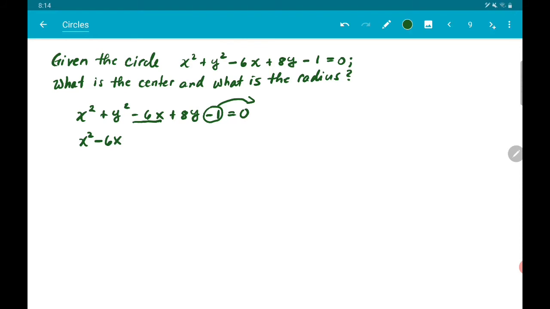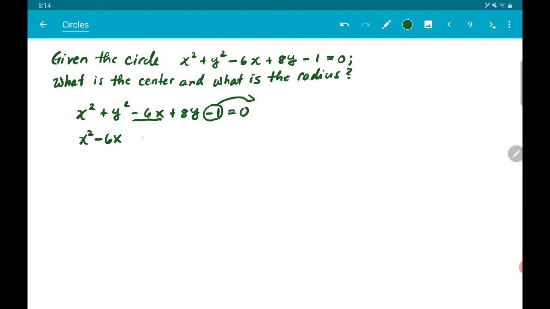The x terms are next to each other. Then I will write the y², leaving some space: plus y², plus 8y, is equal to, well, we kicked −1 to the other side, so it's going to be 1 right there.